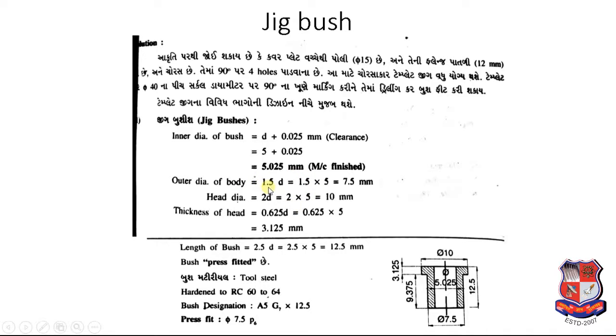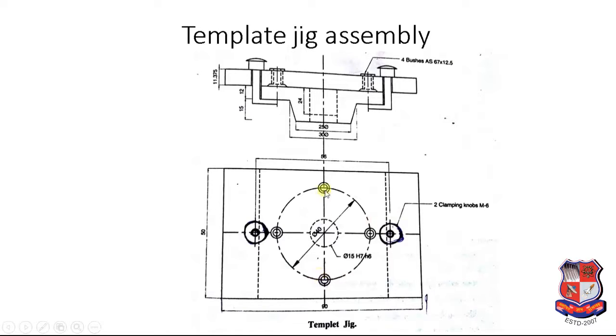Outer diameter equal to 1.5 into d. So 1.5 into 5 equal to 7.5. Head diameter will be 2 into d. So 2 into 5 equal to 10. Head thickness will be 0.625 into d. So 0.625 into 5 equal to 3.125, and length will be 2.5 into d. So 2.5 into 5 equal to 12.5 mm. Material of bush will be tool steel and 4 number of bush will be required in this template jig to drill 4 number of holes.